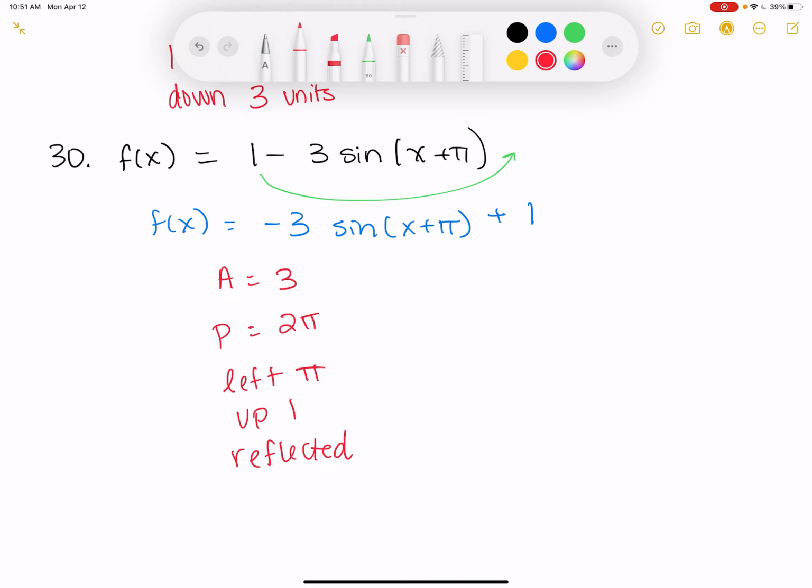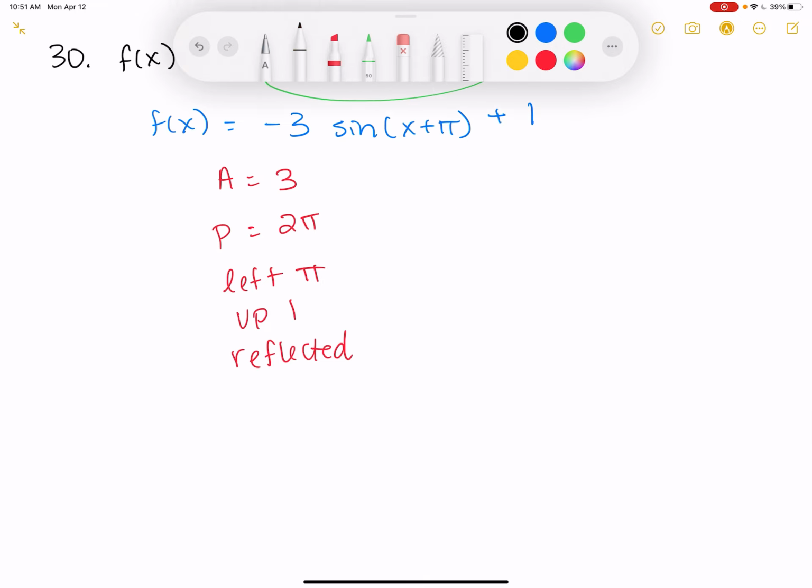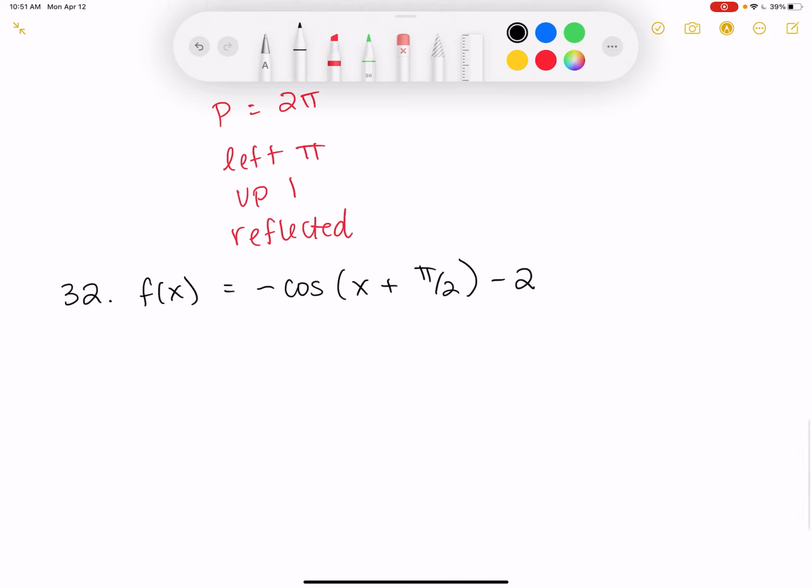Still fun, right? One last problem. I want you guys to attempt this one on your own. That means everybody needs out a piece of paper to do it on for participation points. And those do add up quickly, so make sure you're participating. All right, f of x is equal to negative cosine of x plus pi over 2, minus 2.